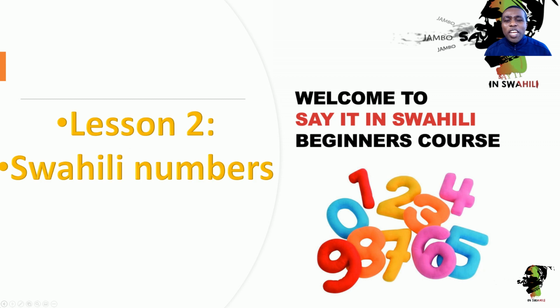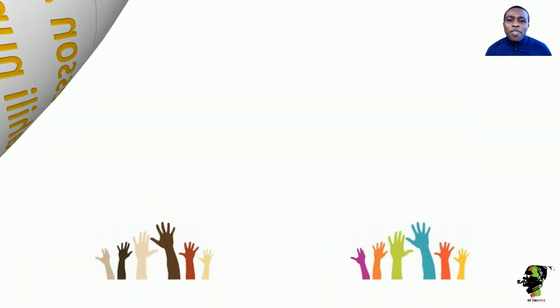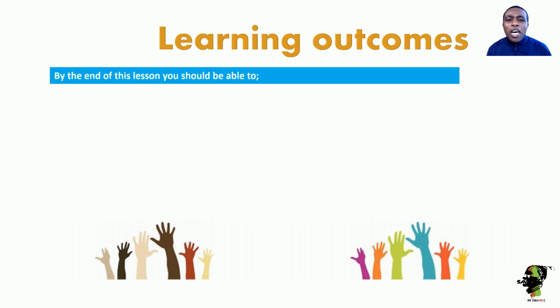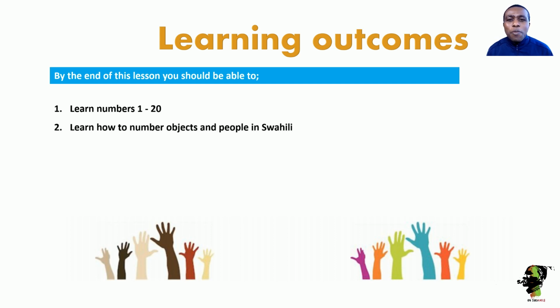In this lesson, lesson 2, Swahili numbers. In today's lesson, what are our learning outcomes? By the end of this lesson, you should be able to count from number 1 to 20 in Kiswahili, and you should be able to learn how to number objects and people in Kiswahili. So let's see how you do that in Kiswahili.